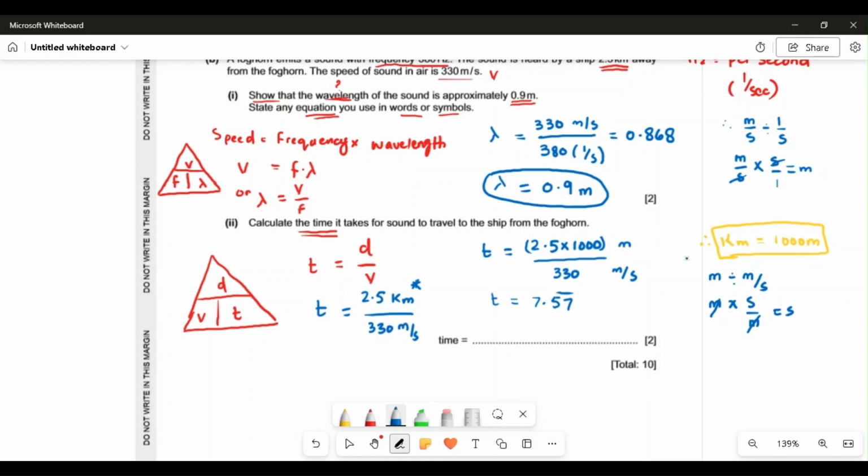Now to confirm the units, we know that meter is the numerator, divided by the denominator, meter per second. I keep the meter, change the division into multiplication and flip meter per second to second over meter. Meter is cancelled and the unit is second. On simplifying it, 7.57 is 7.6.